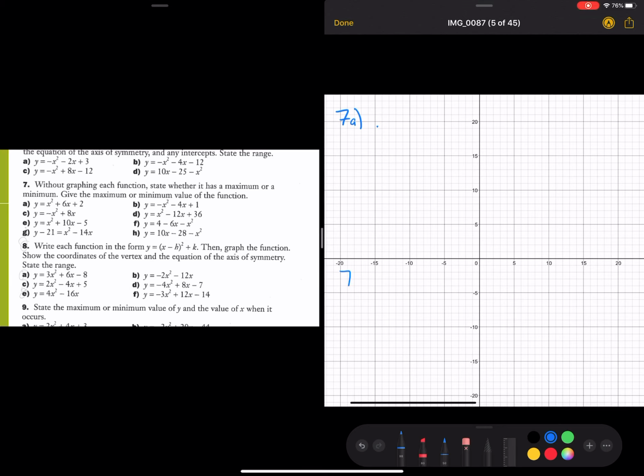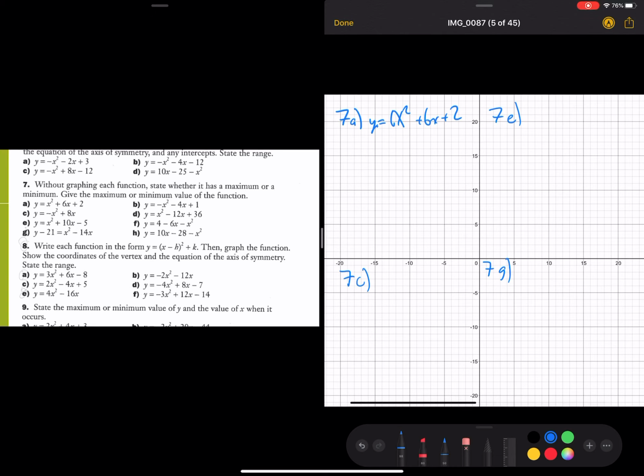Let's do 7C. Let's do 7E. Let's do 7G. And you can do the rest on your own. Ready? Y equals x squared plus 6x plus 2.